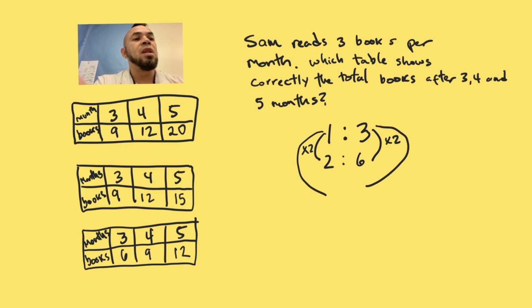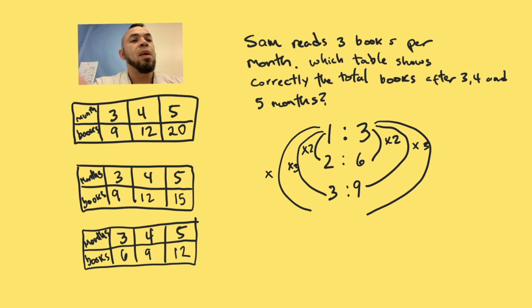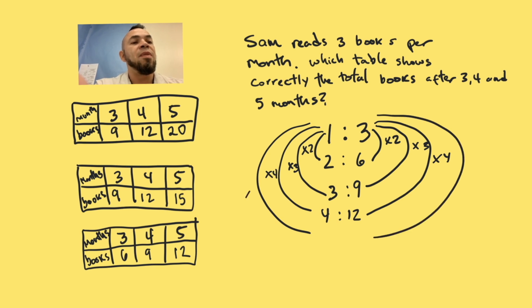Then I go times 3. After 3 months, what would it look like? 1 times 3 is 3, and 3 times 3 is 9. 3 to 9, and then I go times 4. 1 times 4 is 4. 3 times 4 is 12. And I keep scaling up. Times 5. 1 times 5 is 5. 3 times 5 is 15.